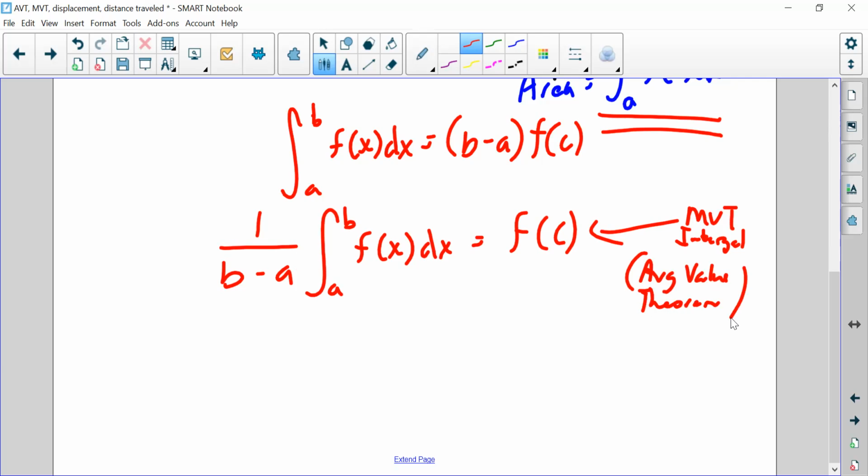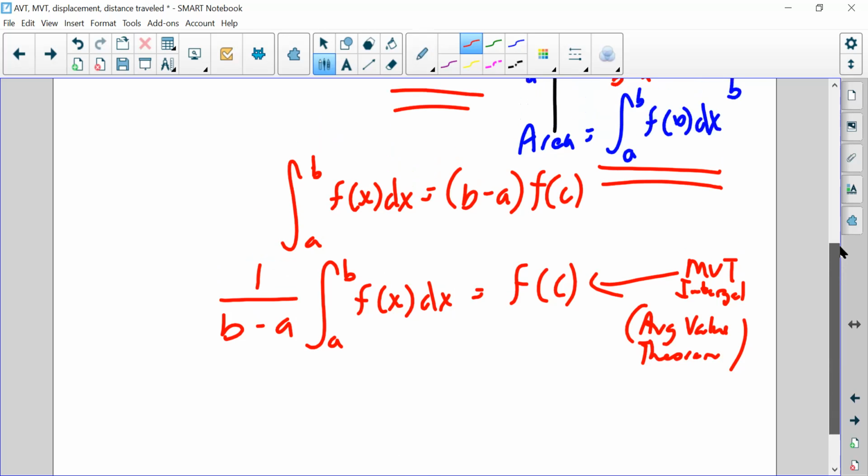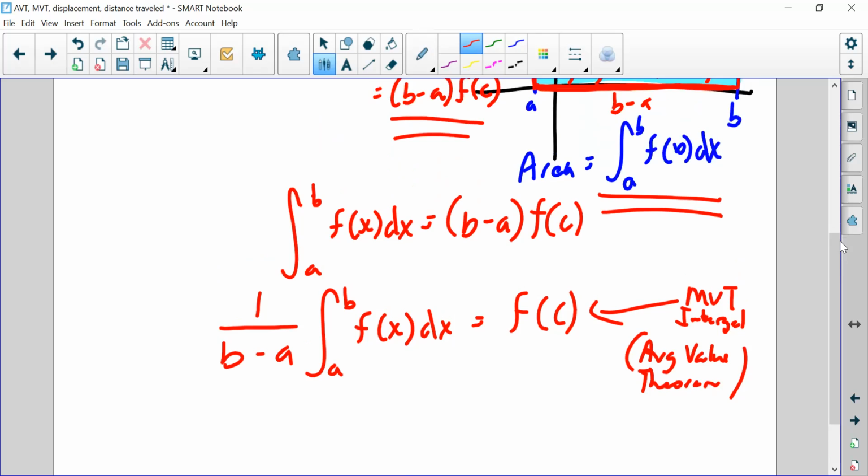If they ask you what is the average value of the function, that's f of c. I want to figure out f of c. That's our average value. So that's the average height where I would put that line so I can make a rectangle that has the same area as the area under the curve. That's all that means. So that's visually what's happening, and algebraically what's happening is the equation.